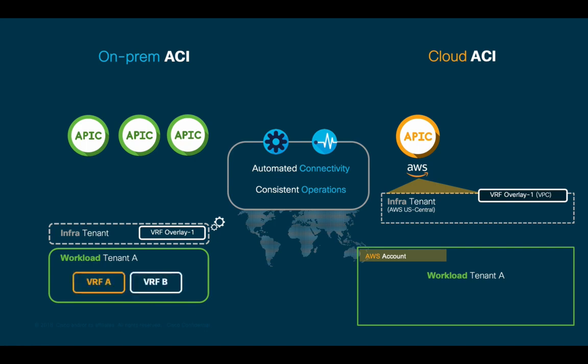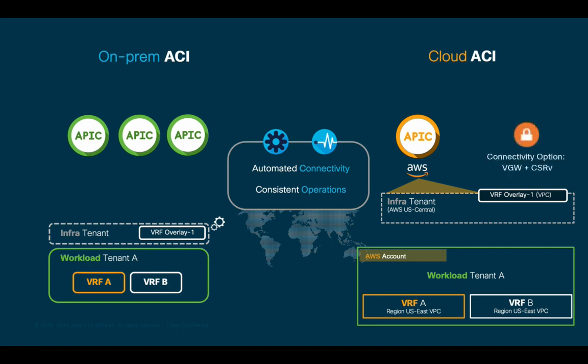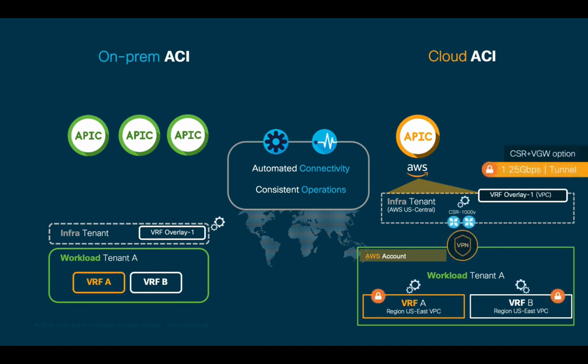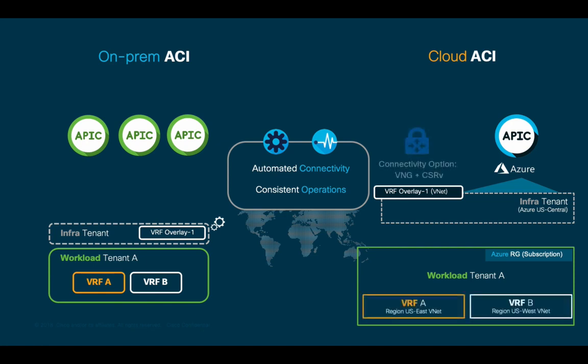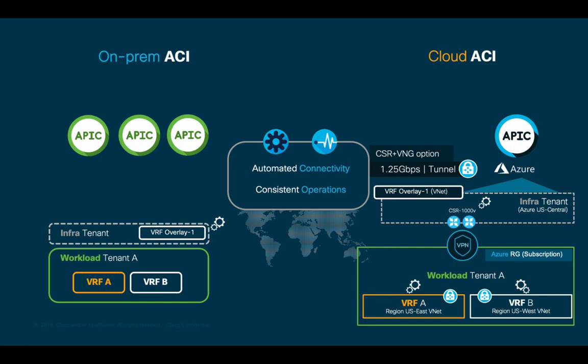If we have 2 different VRFs or VPCs in the same region that need communication between them, and we wanted to use CSRs and BGWs as the option to interconnect them, Cloud ACI would automatically deploy and configure those. The same would apply on Azure, and in both cases we can communicate such VRFs automatically through Cloud ACI even if they exist in different regions.